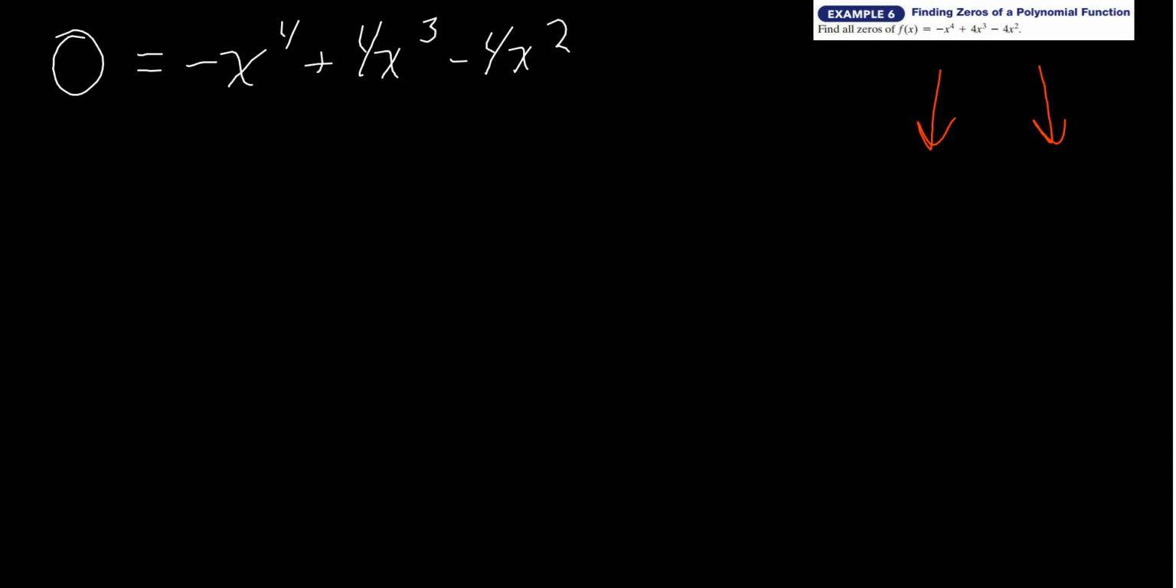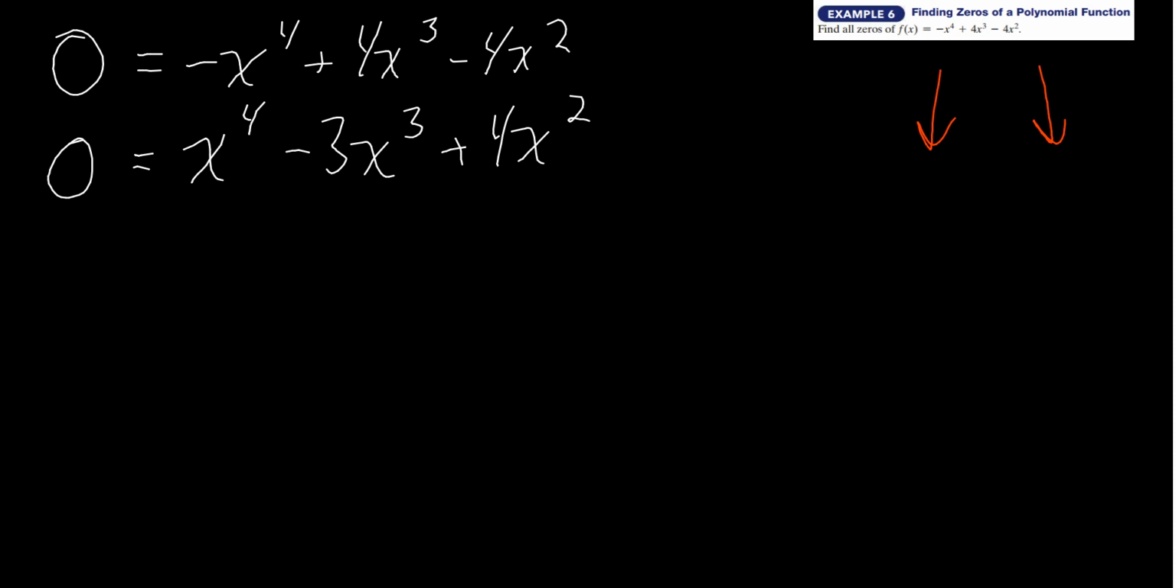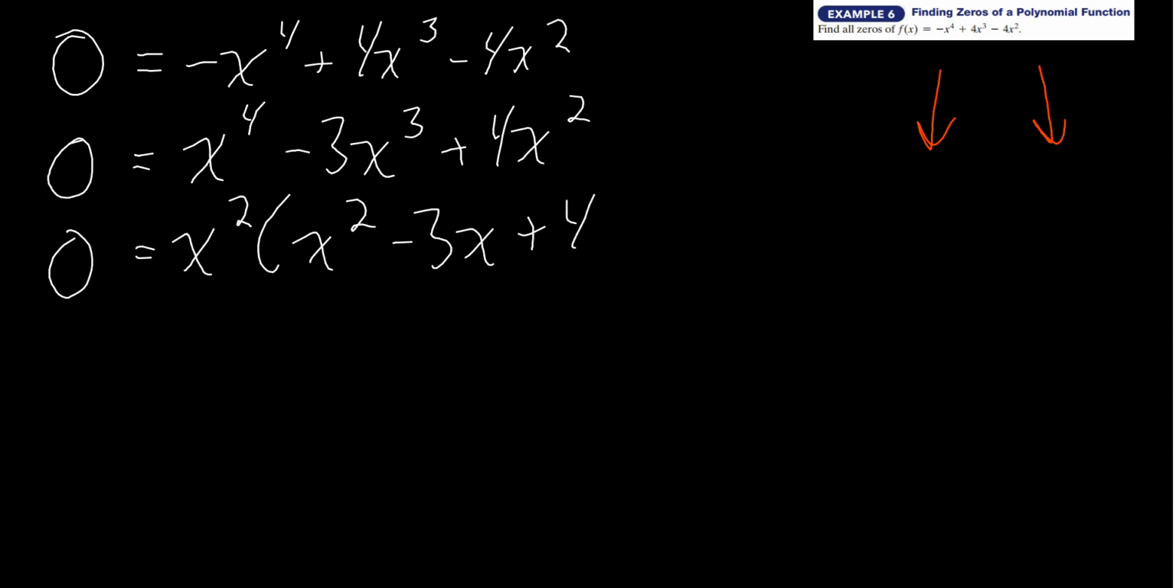I don't like this negative in front there, so I'm going to get rid of it. I'm going to multiply both sides by a negative 1. Well, 0 times negative 1 is 0, and then it's going to change the sign of everything on the right side here. So we have x to the 4th minus 3x cubed plus 4x squared. Pretty easy stuff. Next thing we're going to do is factor. So what can I factor out of all these? Well, it looks like I can pull out an x squared. So I have x squared times x squared minus 3x plus 4.